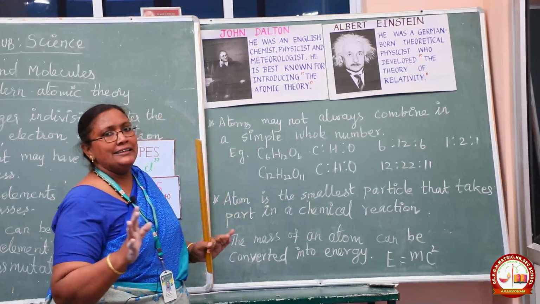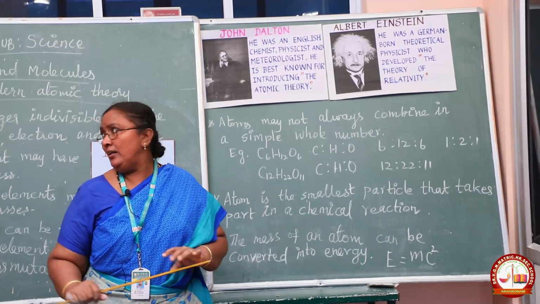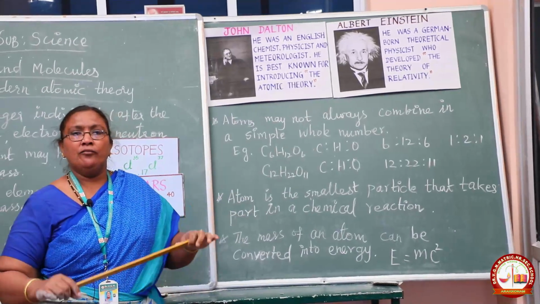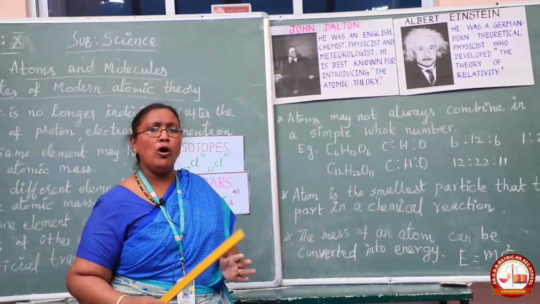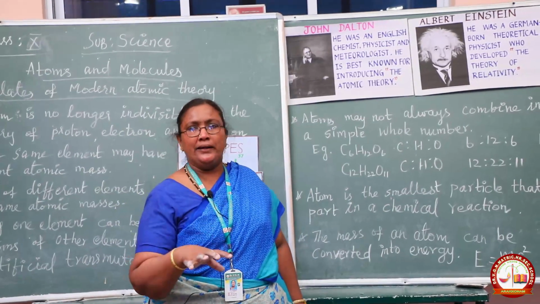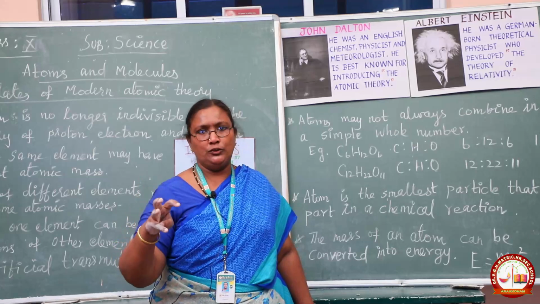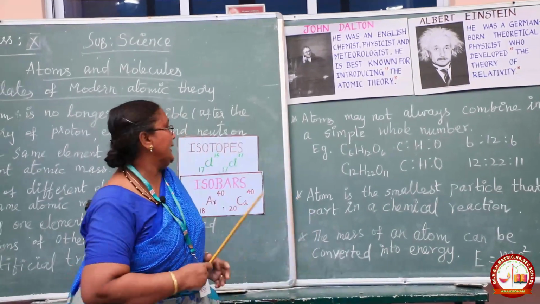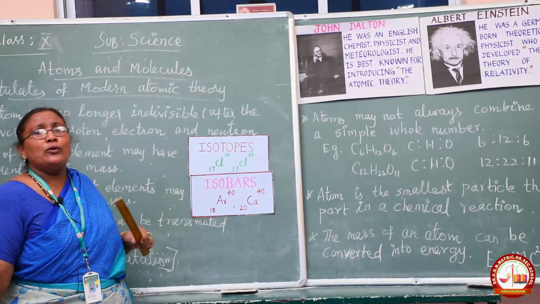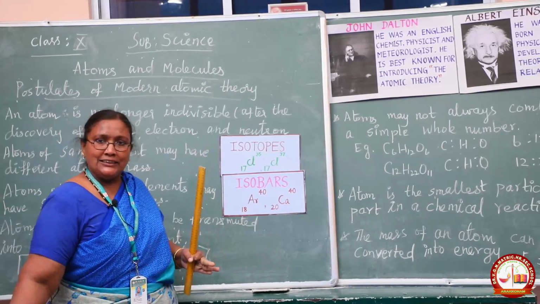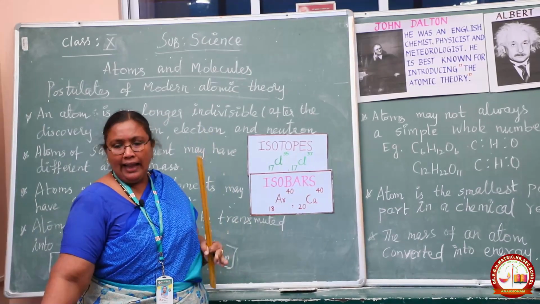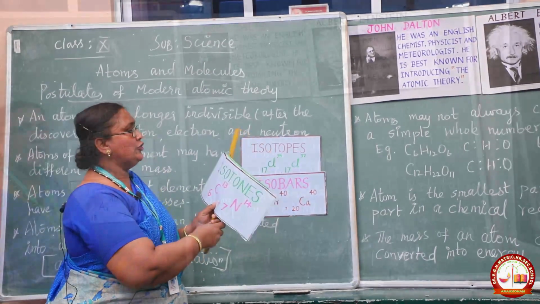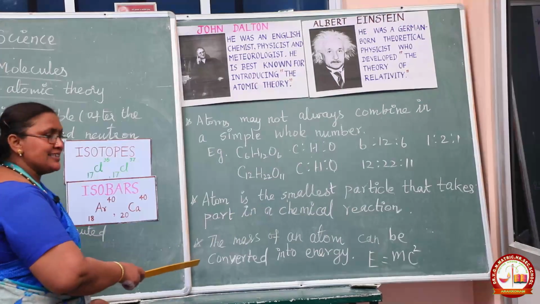So these are all the 7 points present in the modern atomic theory. This is a very important question, and we get it many times. We also get another question from this: define isotopes, isobars, isotones. You already know isotopes and isobars very well. You have to know isotones. What is isotones? Different elements can exist with the same number of neutrons. Then move on to the last point.